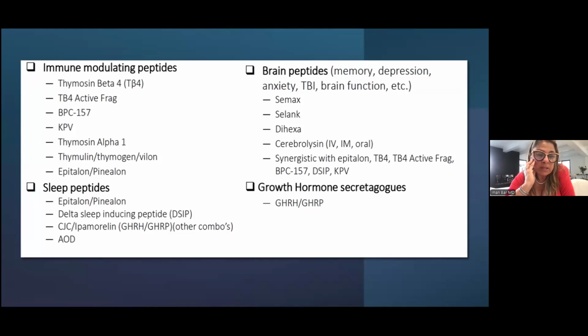CJC, epimorlin is one. Sometimes I use it in combination, maybe for the first time, but then I've started using Kisspeptin, Tesamorelin, much better than that. Or Sermorelin, I've gone back to the old one. AOD or growth hormone releasing peptide. That's another one that we can use now. Or IGF-1 fragment. So AOD is a really good peptide that you can use for weight loss.